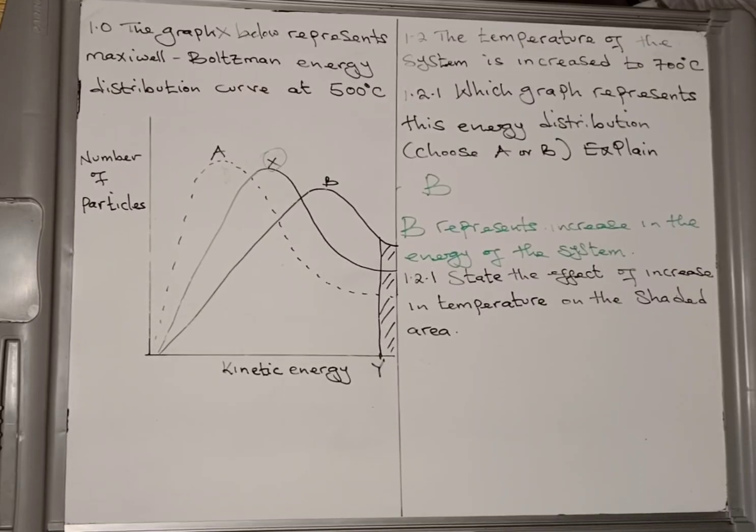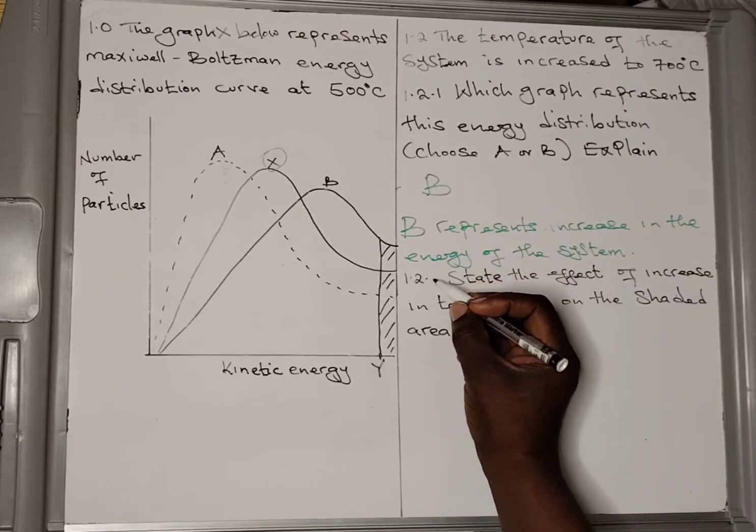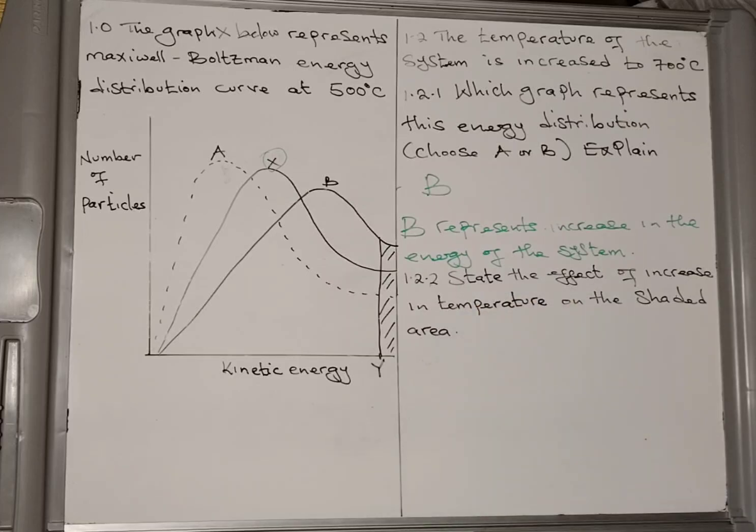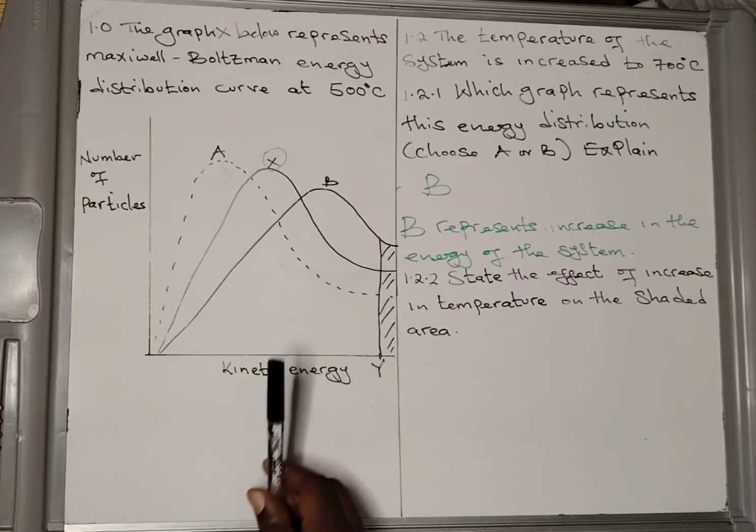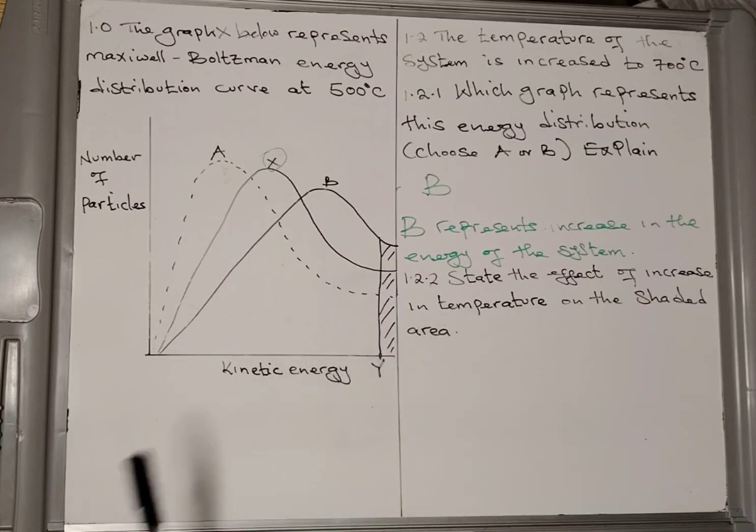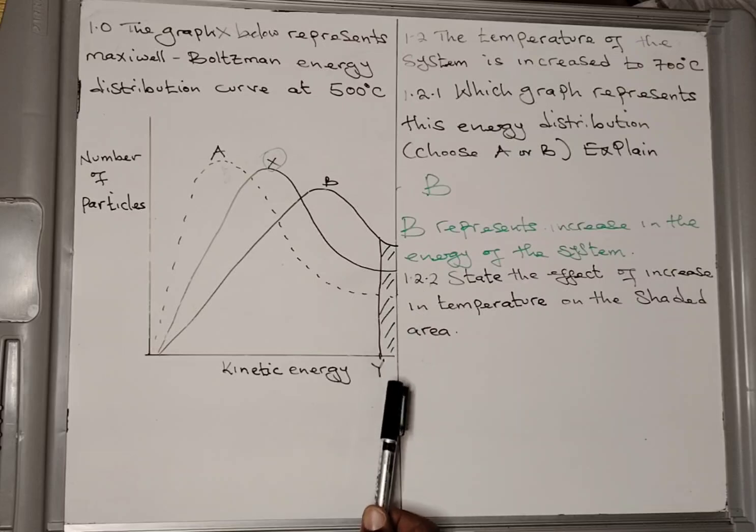Then comes this question, 1.2.2. It says, state the effect of increase in temperature on the shaded area. So when temperature increases, what happens to the shaded area? This is the shaded area, remember? So if I increase the temperature, what will happen? Actually, the answer is going to be increase. When you increase temperature, the shaded area increases.